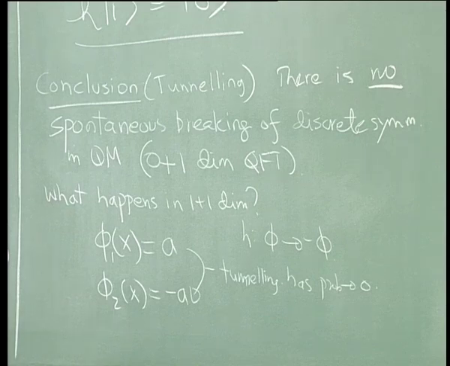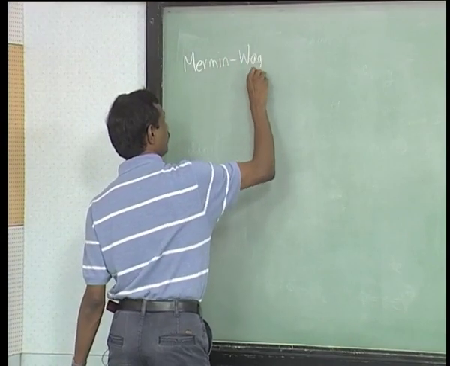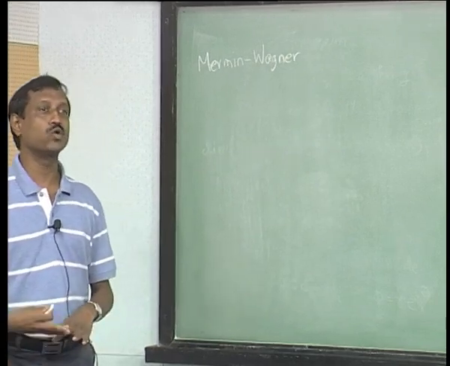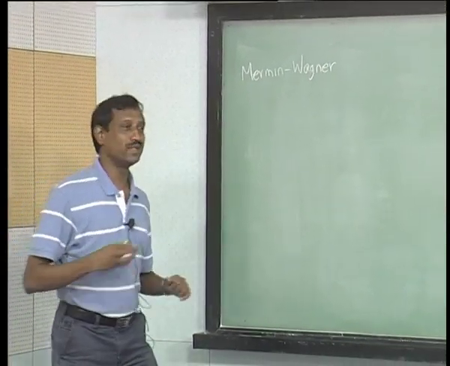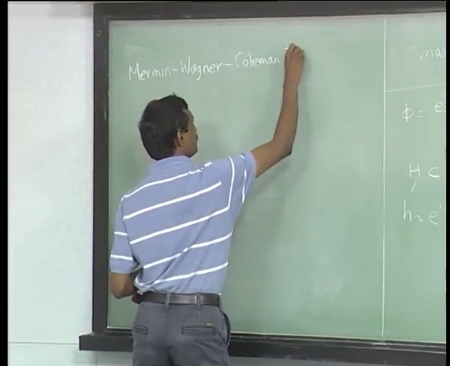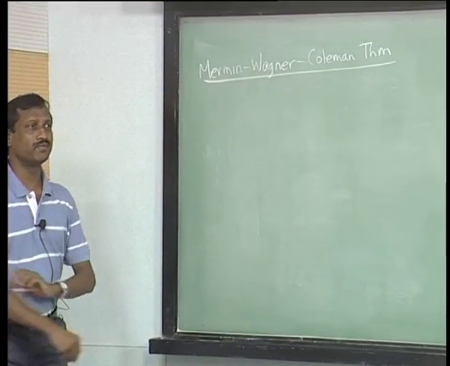So, this theorem was originally developed in the context of statistical mechanical systems by Mermin and Wagner. So, it is called the Mermin-Wagner theorem, and it was adapted in the context of quantum field theory by Coleman. So, let us call it the Mermin-Wagner-Coleman theorem. Okay. Most textbooks call it the Mermin-Wagner theorem.